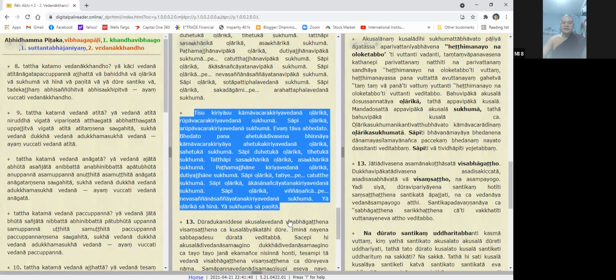Whatever javana arises, there is vedana. That's why in ahetuka kriya also there is vedana. We have three kinds of ahetuka kriya, and the vedana arises together with those ahetuka kriya javanas. They are called ahetuka kriya vedana. Compared to sahetuka, it is olarika.